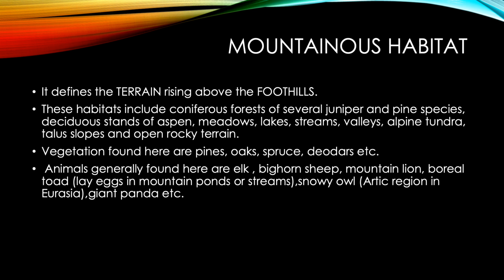Mountainous habitat. It defines the terrain rising above the foothills. These habitats include coniferous forests of several juniper and pine species, deciduous stands of aspen, meadows, lakes, streams, valleys, alpine tundra, talus slopes, and open rocky terrain. Vegetation found here are pines, oaks, spruce, deodars, etc.